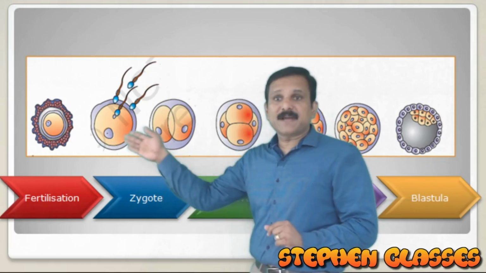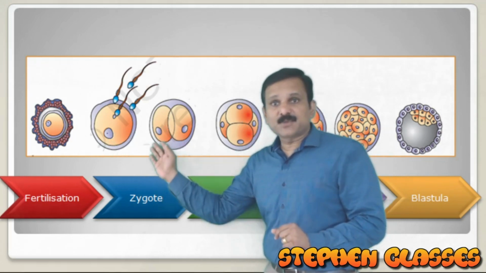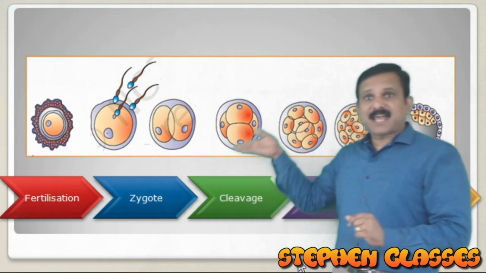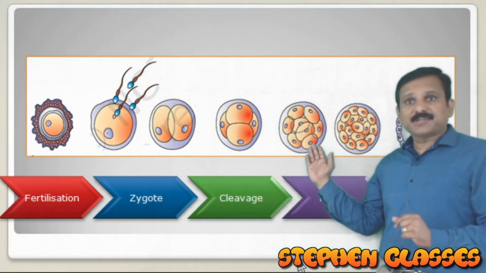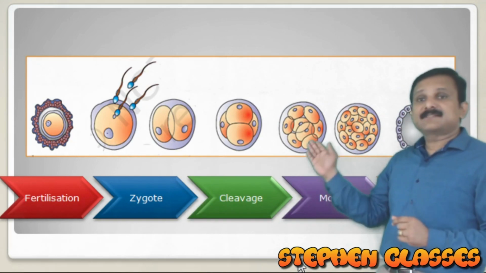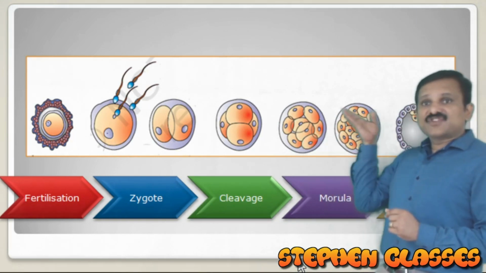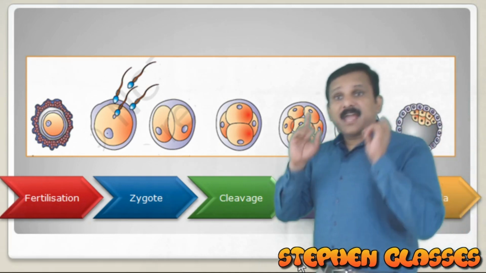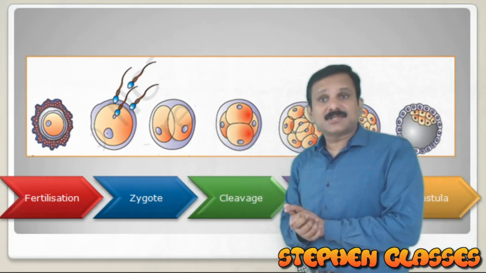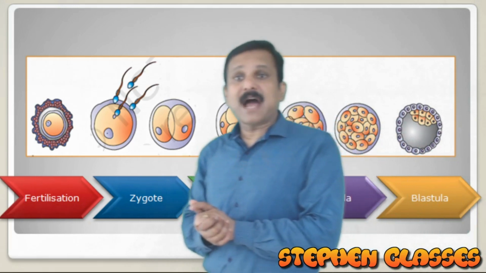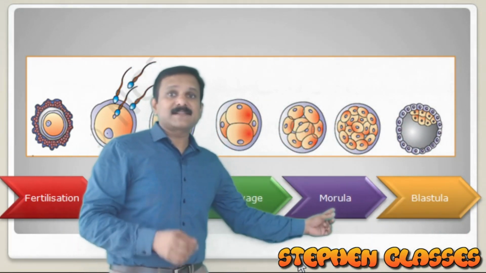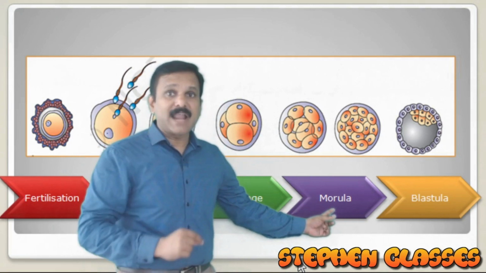Zygote is converted into a two-cell stage. Now the two-cell stage is transformed into a four-cell stage. From the four-cell stage, it will be divided into an eight-cell stage. From the eight-cell stage, it will be converted into a 16-cell stage. Remember, 8 or 16 cell stage can be called morula. So you can name them as morula.